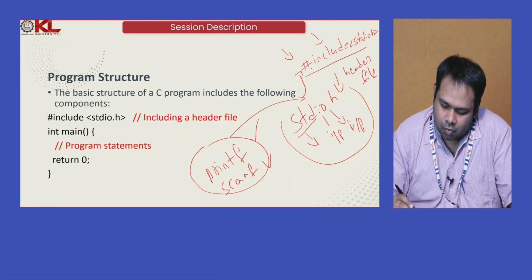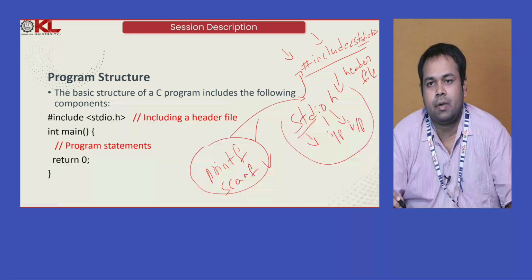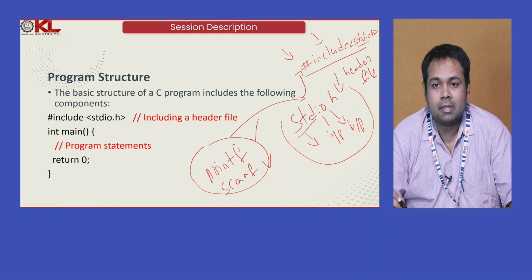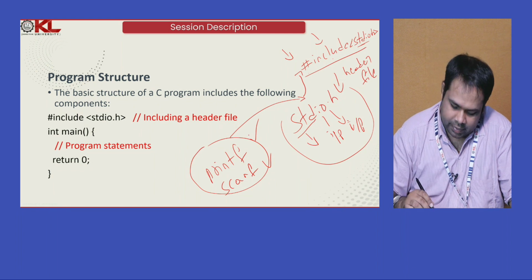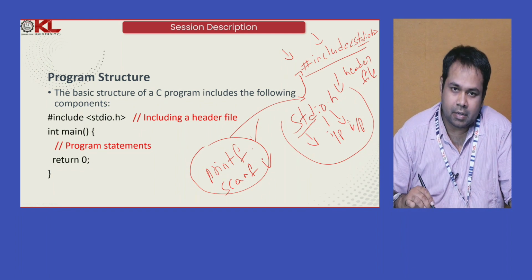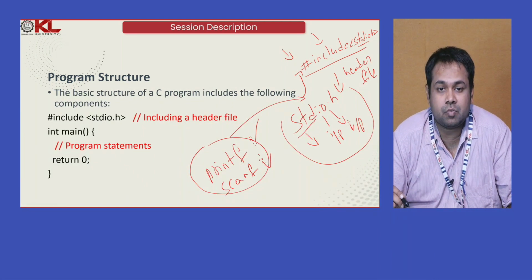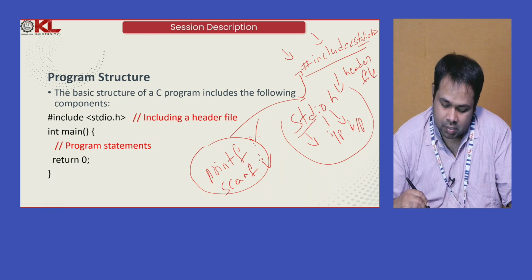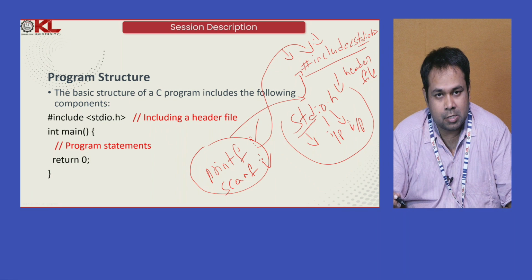The hash include, the pre-processing includes what? The standard input output header file. If we are including this header file here, it will tell the system the meaning of printf and scanf. In further steps, we are going to use printf and scanf. The system will not get confused about what printf is, what scanf is. Why? Because the definition is already included here. Pre-processor explanation is done.